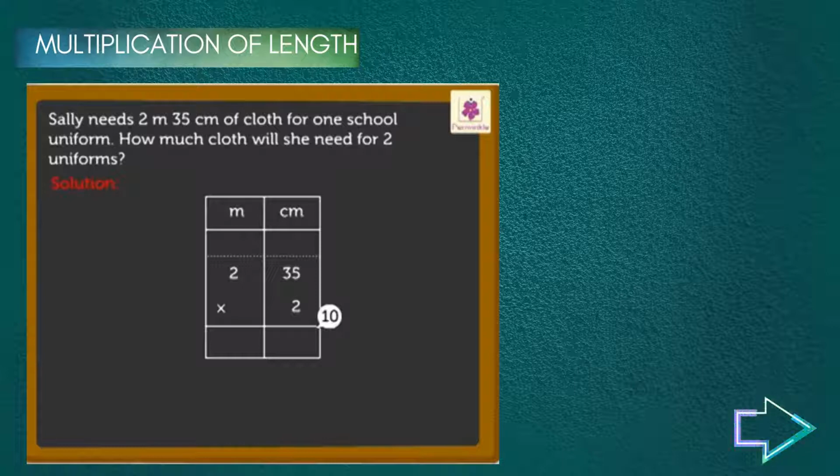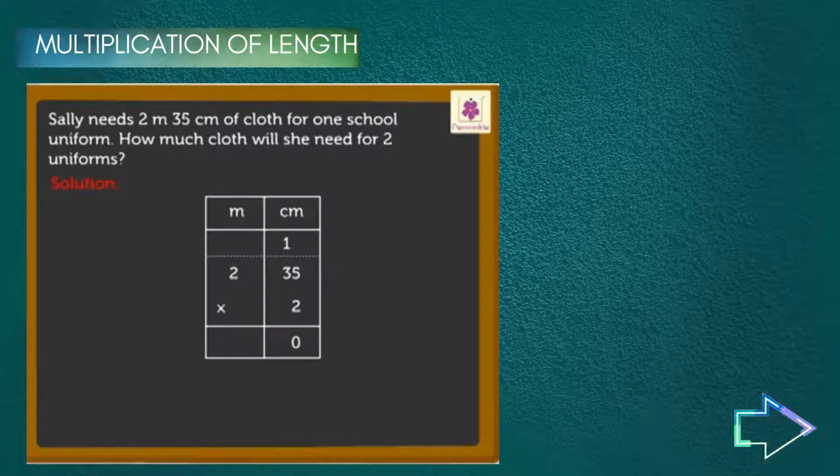Now, we need to regroup 10 ones as 1 ten plus 0 ones. Carry 1 ten to the tens column. Write 0 in the ones column.